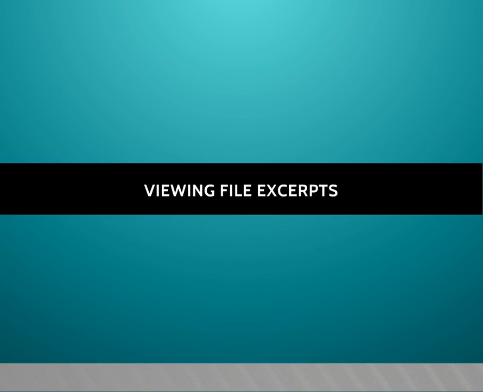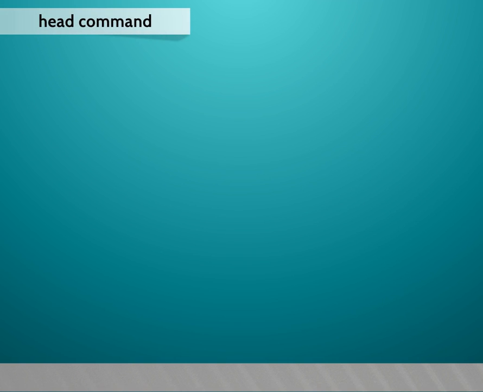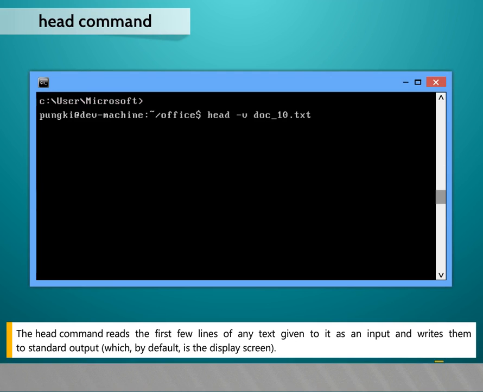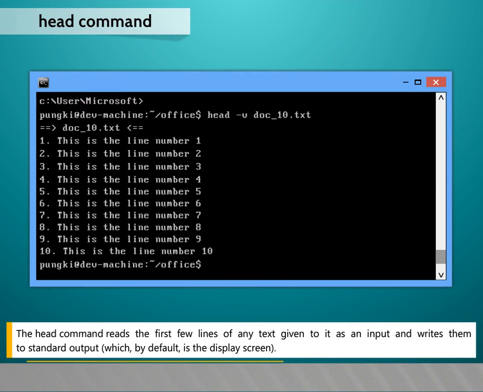Viewing file excerpts. Head command. The head command reads the first few lines of any text given to it as an input and writes them to standard output, which by default is the display screen.